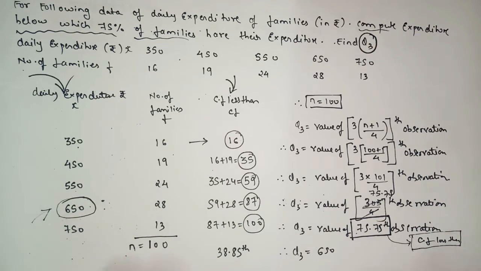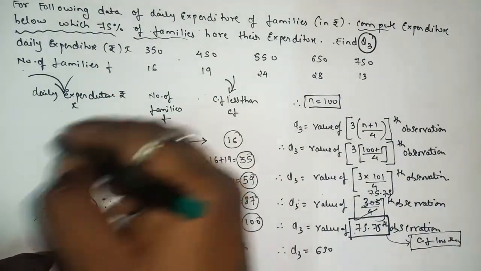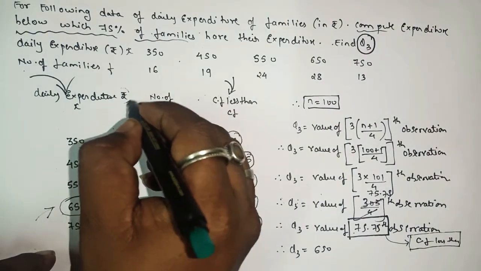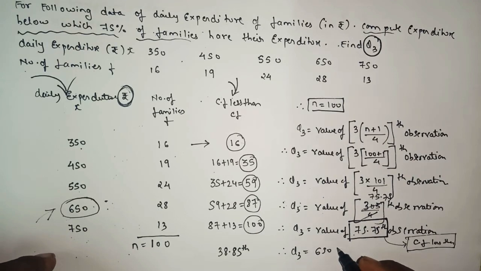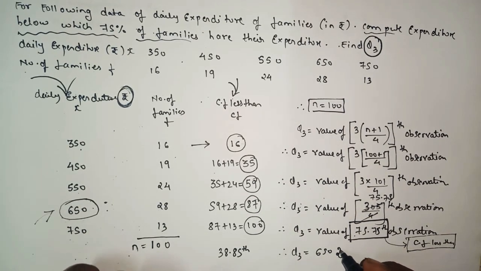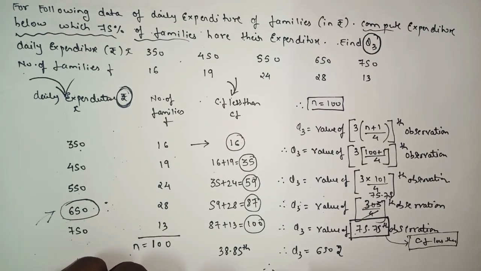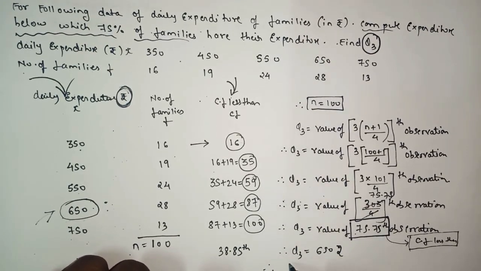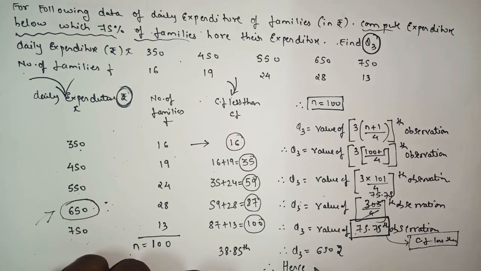Now this part is the daily expenditure, yes or no? And we know the unit of daily expenditure is rupees. So in the final answer you will write rupees. Or else, if you don't want to show rupees, then write the statement below.